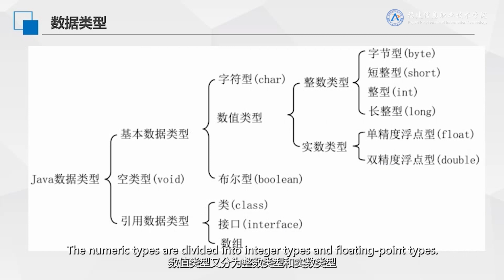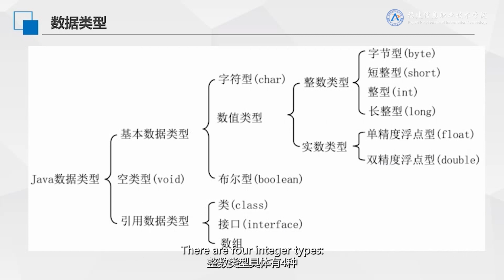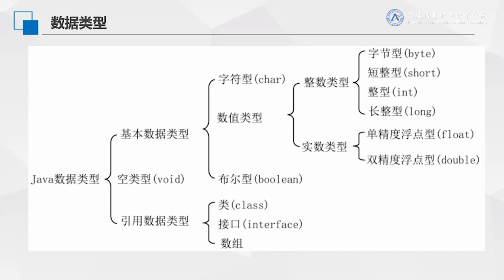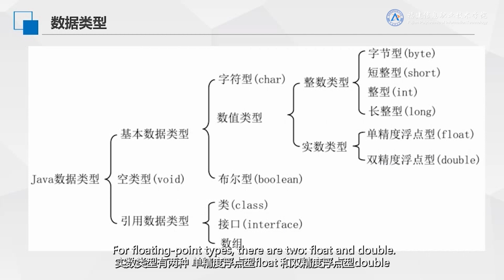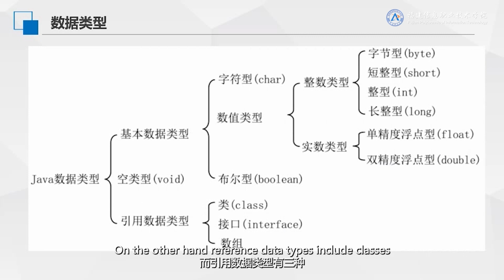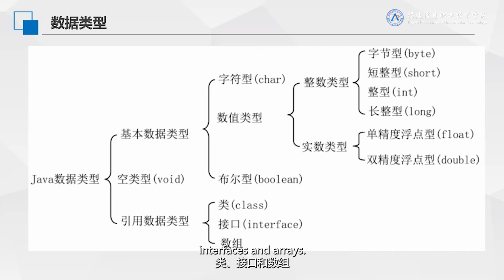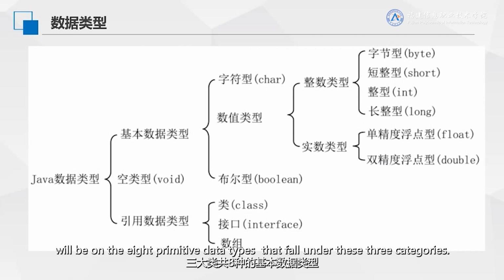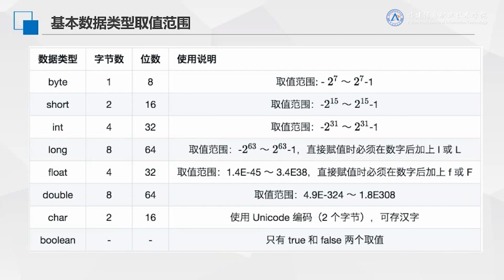The numeric types are divided into integer types and floating point types. There are four integer types: byte, short, int, and long. For floating point types, there are two: float and double. On the other hand, reference data types include classes, interfaces, and arrays. In this section, our main focus will be on the 8 primitive data types that fall under these three categories.